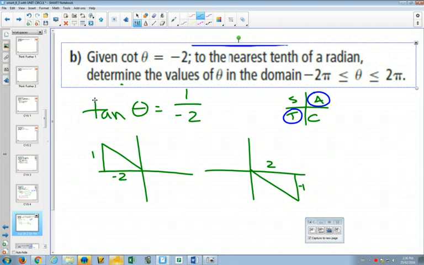So the first thing we're going to do is think of our CAST rule, and drawing a picture is very helpful because in both of these pictures we can make a triangle, and those triangles are identical because they're both 90-degree angles. They both have a height of 1 and a base of 2, and you could draw your reference angle. Does it make sense that those reference angles are the same no matter which triangle you look at? Because those triangles are the same.